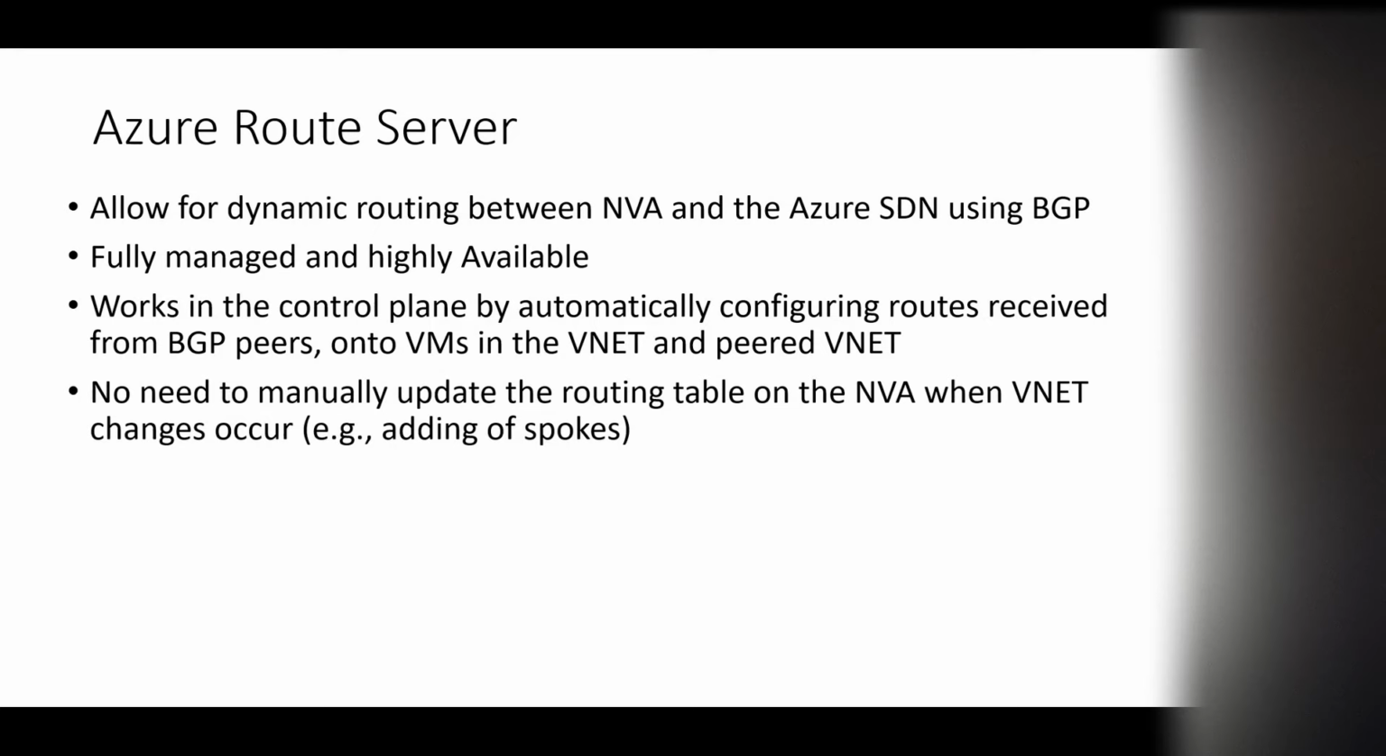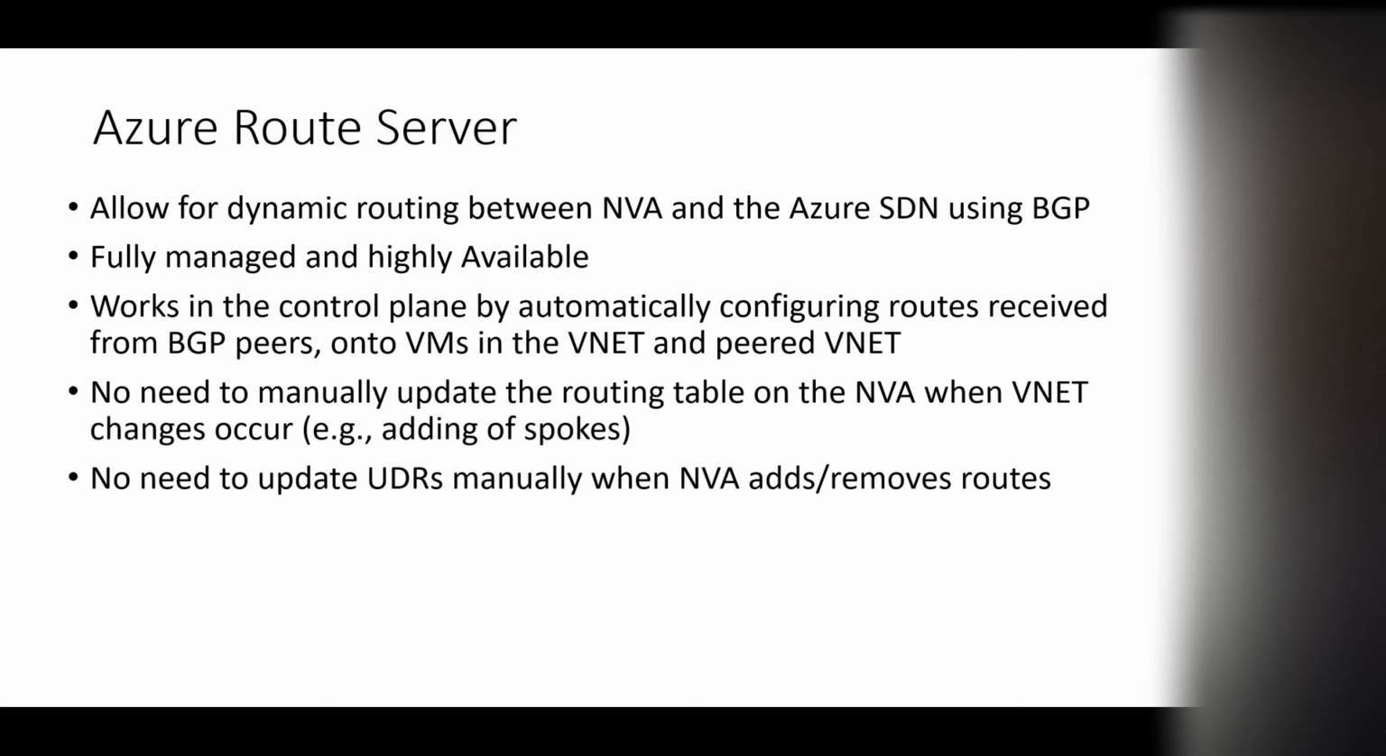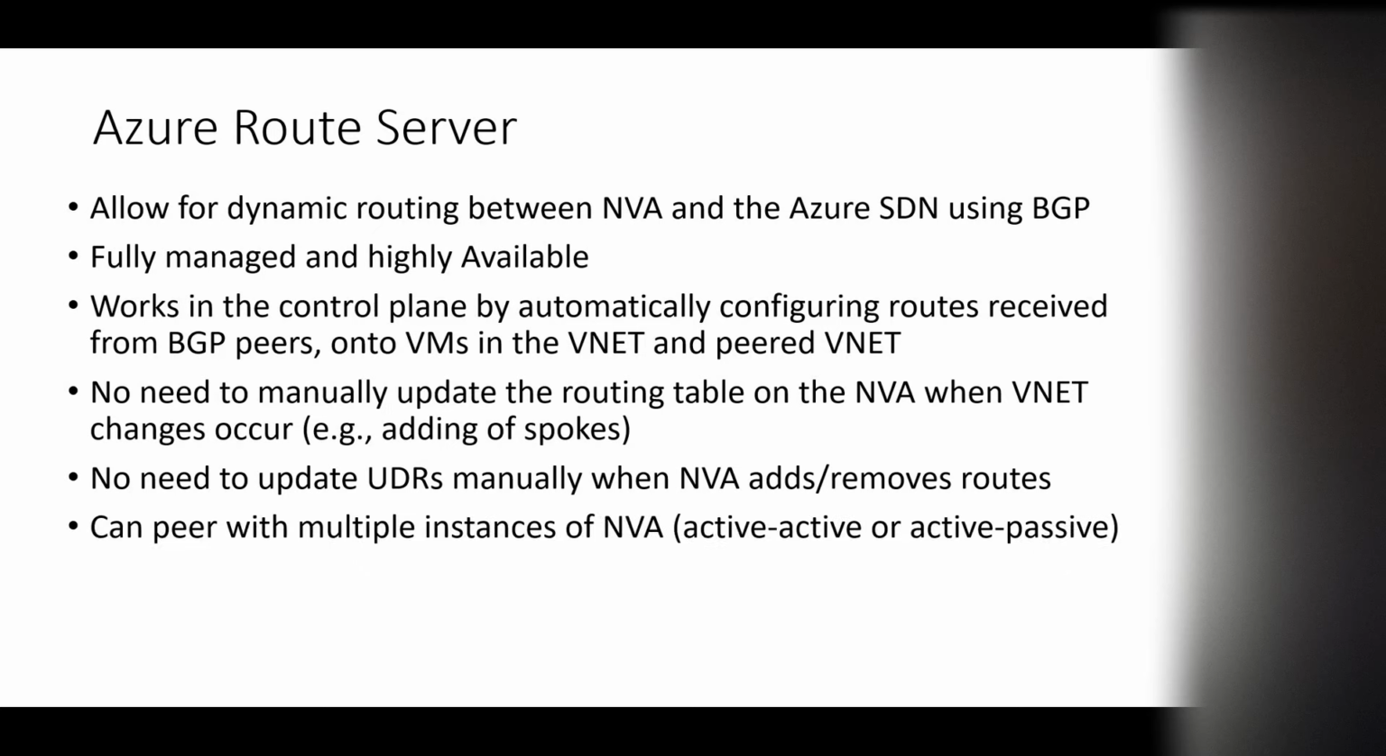You don't need to manually update the routing table on the NVA, and I'll show you an example of where this occurs as you use the normal hub and spoke architecture. You don't need to manually update the routing table on the NVA when the VNet changes occur in the spoke. And on the other side, you can peer with multiple instances of your NVA, and it can be deployed in your existing VNet. Any questions here so far?